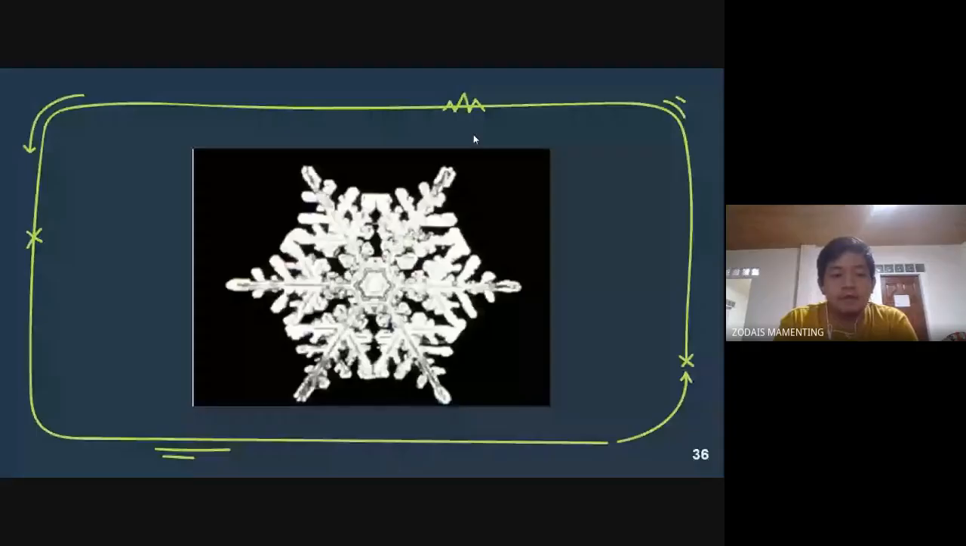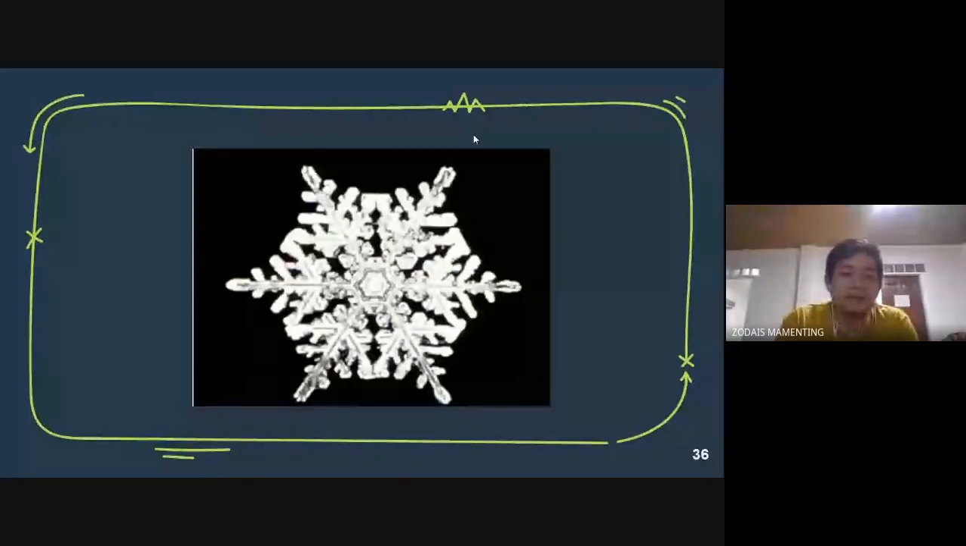Next is a snowflake. Is a snowflake a mineral? Yes, a snowflake is a mineral. Why? Because it has the five parts of the definition of a mineral. It is naturally occurring. It is inorganic. It is crystalline. It has a definite chemical composition. What is the composition of a snowflake? A snowflake is made up of water. The chemical composition of water is H2O, so it has a definite chemical composition, and it is a solid. This is the solid form of water.